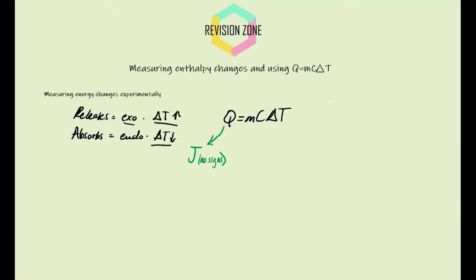M is mass. This is the mass of whatever you are taking the temperature change of. Most of the time, it is water, and it's measured in grams. You are usually putting your thermometer in water or a solution, which is majority water. So that will be measured in grams. And again, we'll come back to that when we're looking at questions.